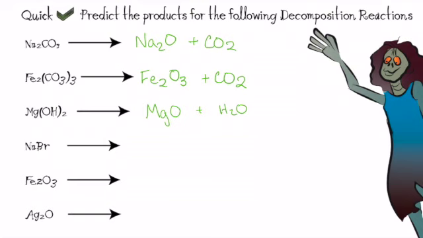Number 4, we have a binary compound. So those will just split apart. Remember that bromine is one of the diatomic elements, so it's always going to be found in pairs. Remember, those are hydrogen, nitrogen, oxygen, fluorine, chlorine, bromine, and iodine. The next two are also binary compounds, so write the products.